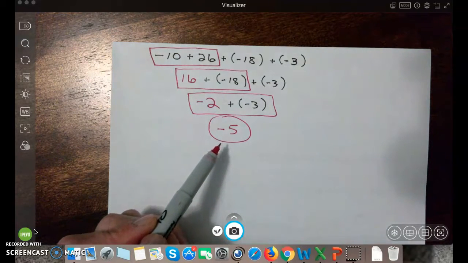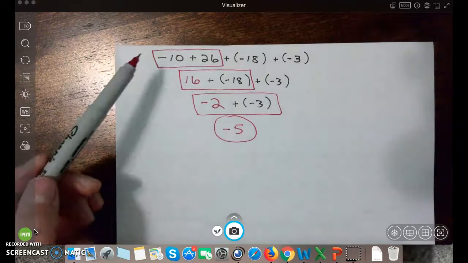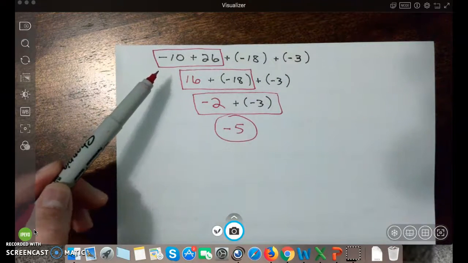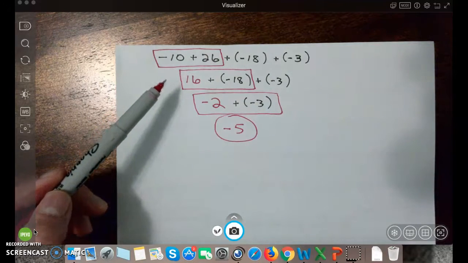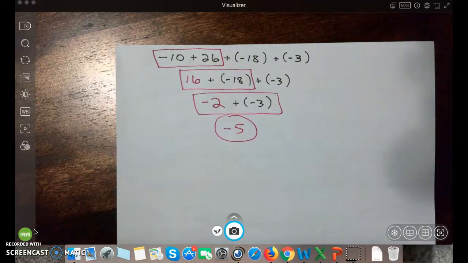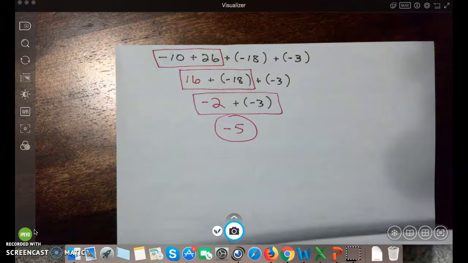So doing this the long way with 4 numbers that I'm adding together, it takes me 3 steps. Well, what if I was adding 14 numbers in the same problem? Can you imagine how many steps that's going to take? That's a lot of steps. So I'm going to show you a shortcut. So whether I'm adding 4 numbers together or I'm adding 44 numbers together, it's only going to take you 3 steps to solve the problem.